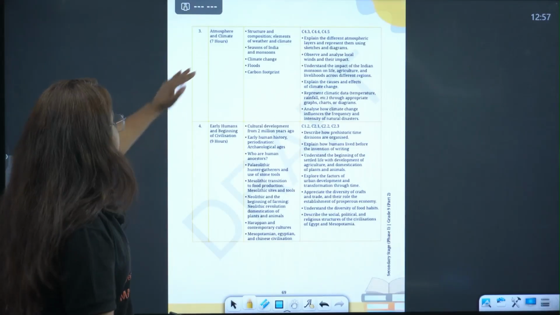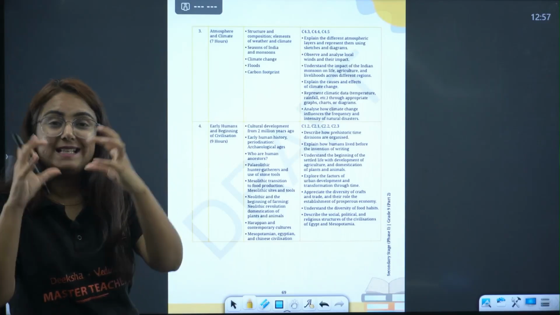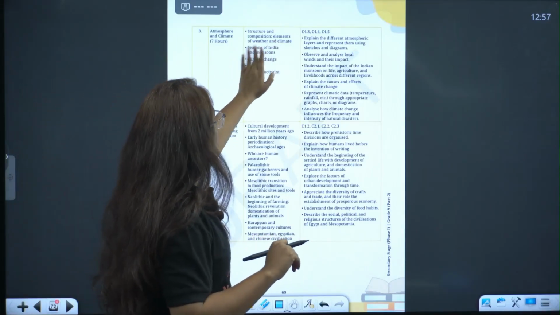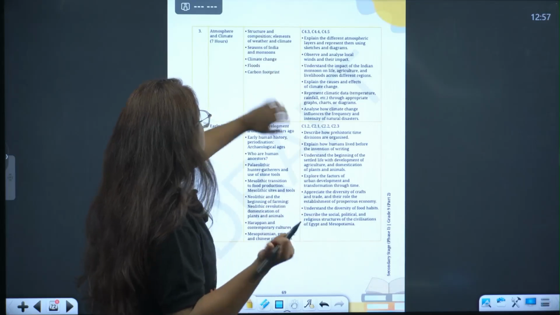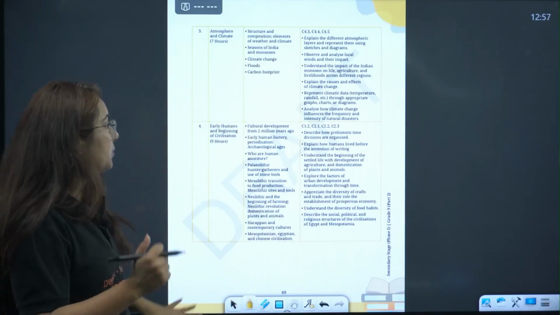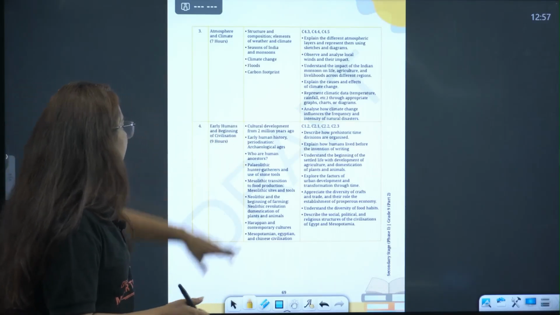Next chapter, see, the third chapter will be atmosphere and climate. So it will not be that easy a chapter as the one you studied in class 7th. However, it deals with structure and composition, elements of weather and climate, seasons of India and monsoon, climate change, flood, carbon footprints, etc. Okay, the fourth chapter will be early humans and the beginning of civilization.